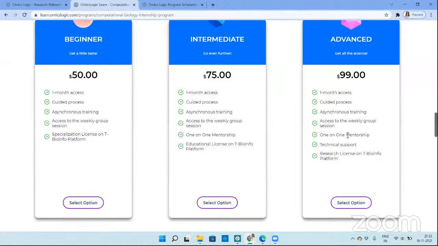We also have different types of license on the T-Bioinfo platform that Ilya showed you all: a specialization license, an educational license, and a research license. These licenses have different provisions for working with your data. In the educational license, you can use big data from various big data repositories, upload the data and work on it. In a research license, if you are generating your own data, or you are from a lab or maybe a PhD student, you can upload your own data using an FTP account and carry out the analysis.